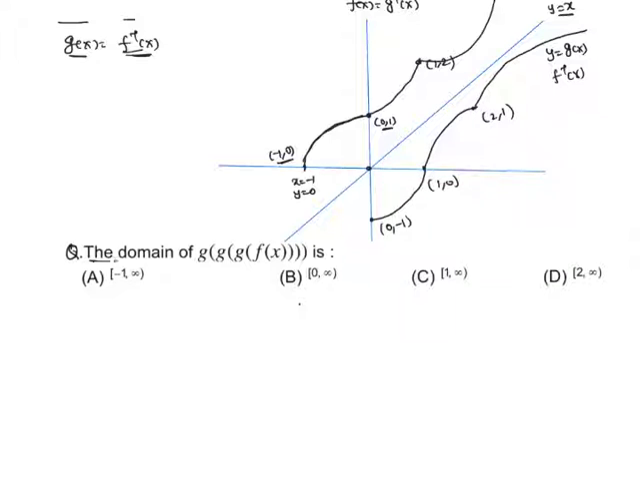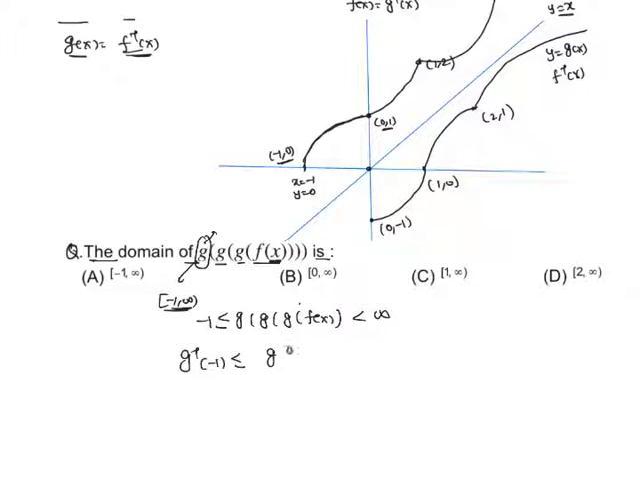Next is the domain of g of f of x. We know the maximum range of g is -1 to infinity. So we have to find the x values so that the outside function g's range becomes -1 to infinity. So we can say f of x lies in the closed interval -1 to less than infinity. Now we'll take the inverse. So g inverse of -1 is less than or equal to g of f of x, which is less than g inverse of infinity.